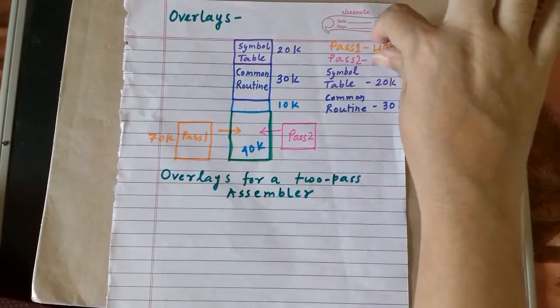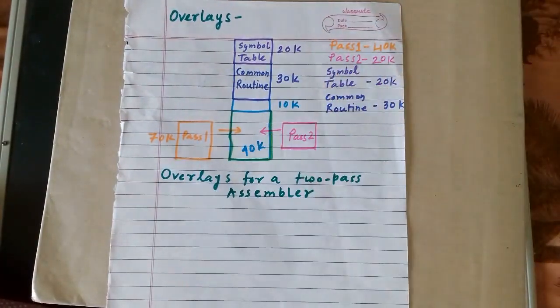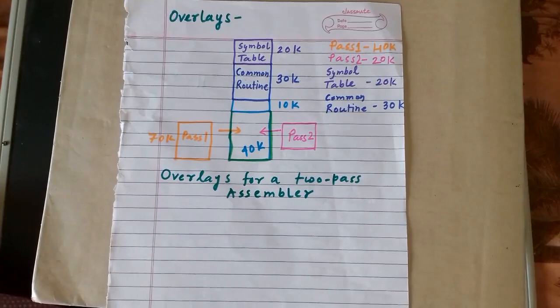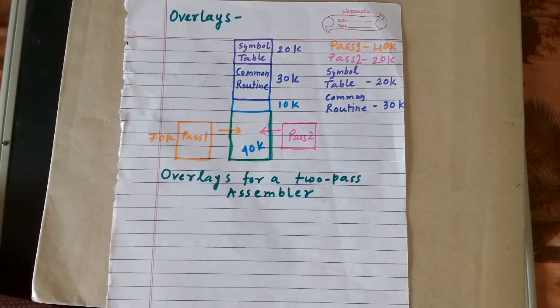So for 300k I can manage with 200k. What I am trying to say is, I have 200k memory available, and my pass 2 length is 200k and pass 1 length is 100k. So I can fit pass 2 easily. So I am saving 100k.